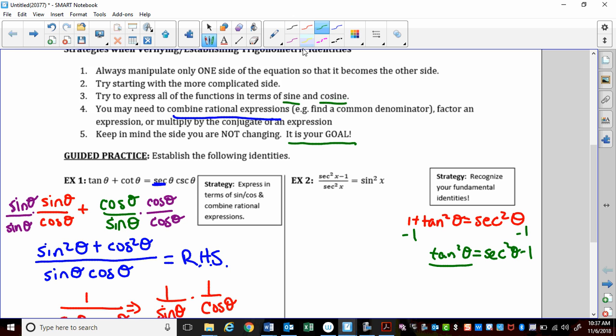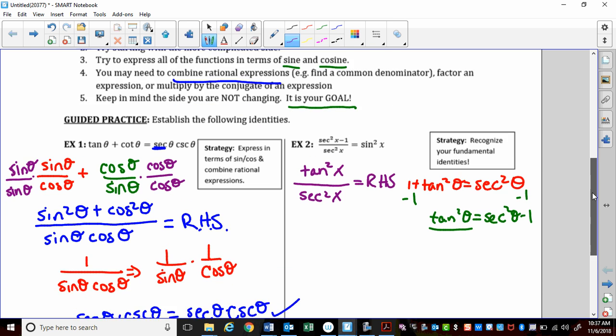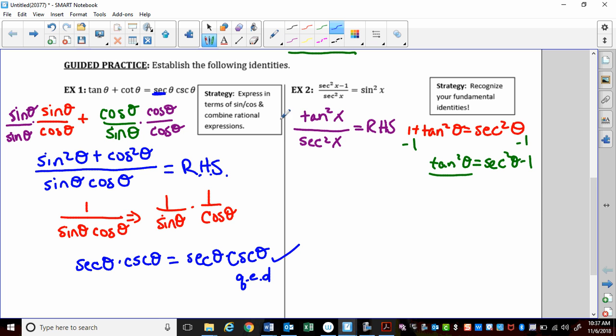And I'm going to use x's because this equation uses x's. All right, so this is tangent squared x divided by, and then on the bottom we still have secant squared x. I'm sorry, I told you I was going to use x's. So tangent squared x over secant squared x. We're trying to make it look like the right-hand side, sine squared x. Okay. Now I am going to express it into sines and cosines.